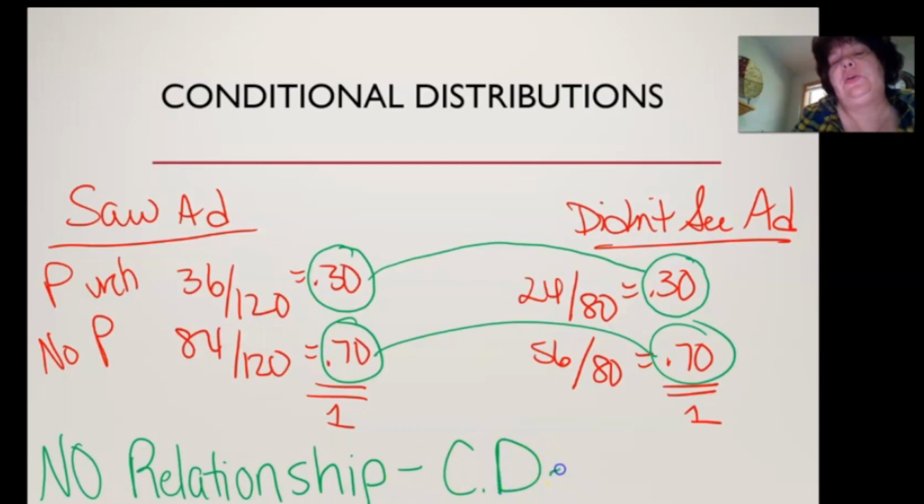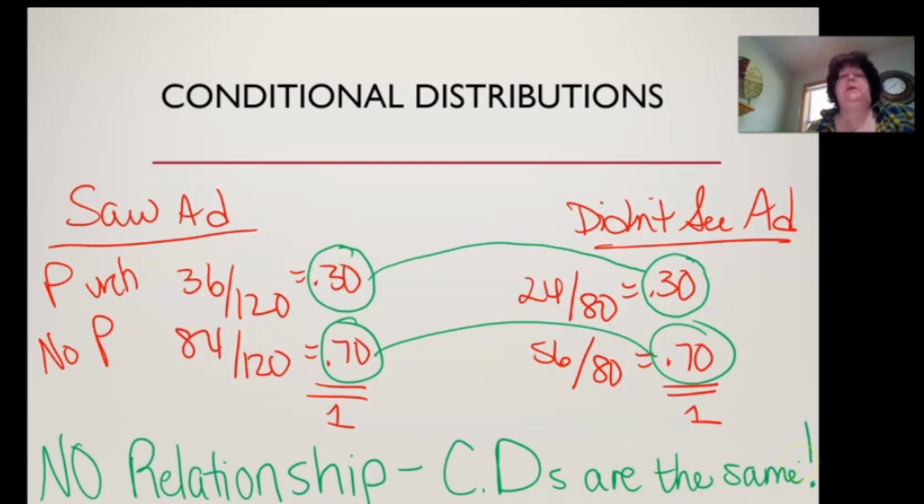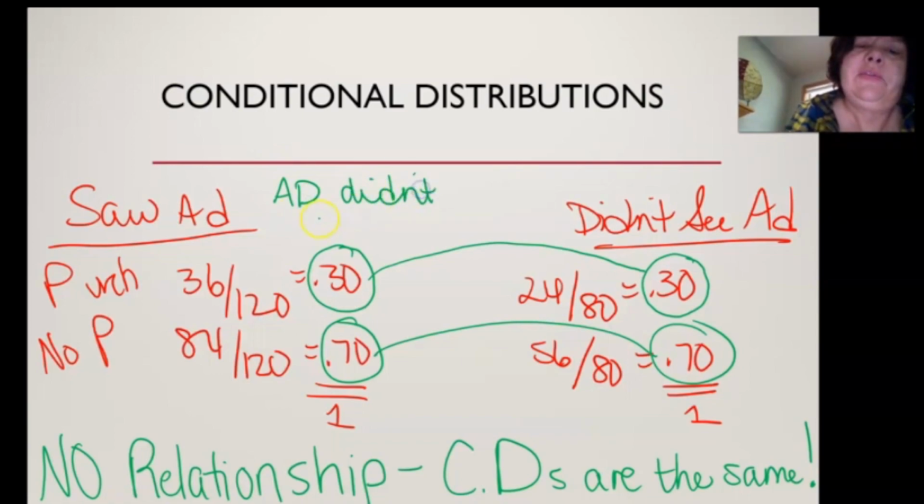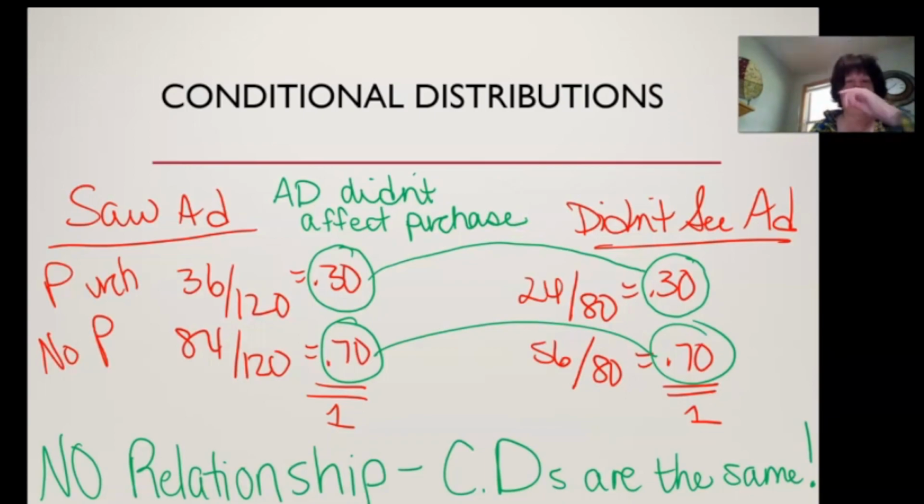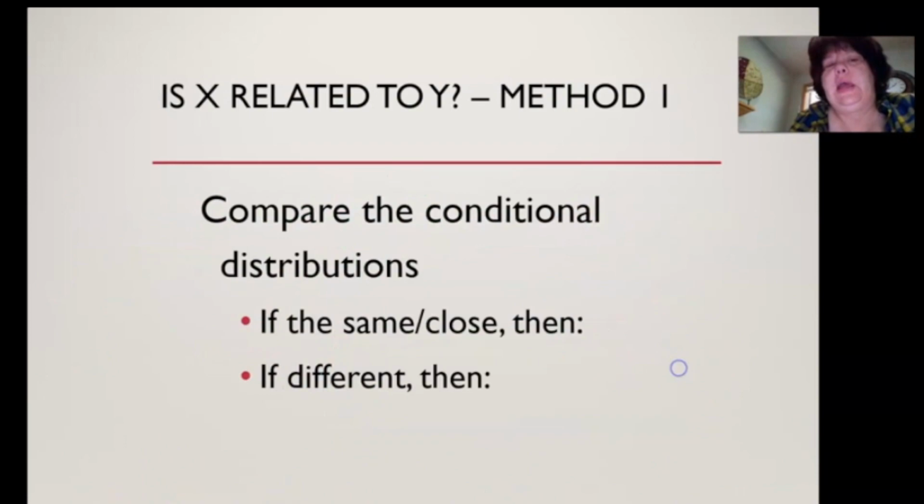Because the conditional distributions are the same. There's no relationship because if there was a relationship, you'd see differences there. The ad would have done something. The ad didn't do anything. So we can say here, ad didn't affect purchase. So there's no relationship. And so that's how we did it.